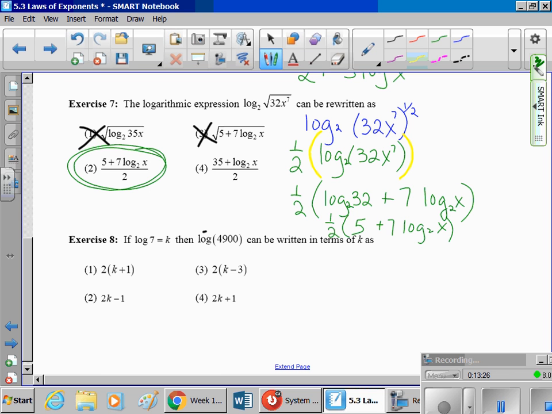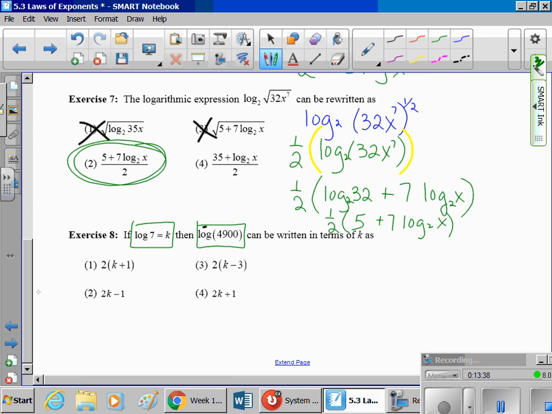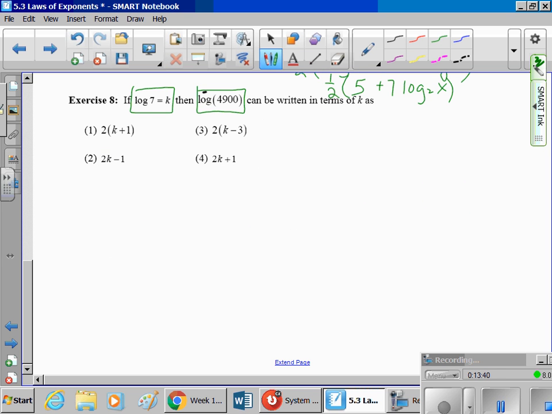Last one, exercise 8. If log 7 equals k, then log 4900 can be written in terms of k as. So we're talking about a common logarithm here. So think about what this is going to be. So log of 4900 is equal to, right away, it's 7 times 7 times 100. It sticks out in your head that 7 times 7 is 49 times 100, which is going to be fine because in a common logarithm, I know that the log of 100 is 2.